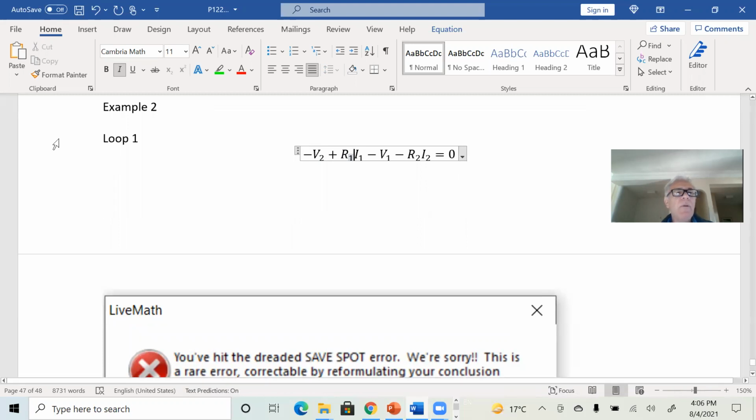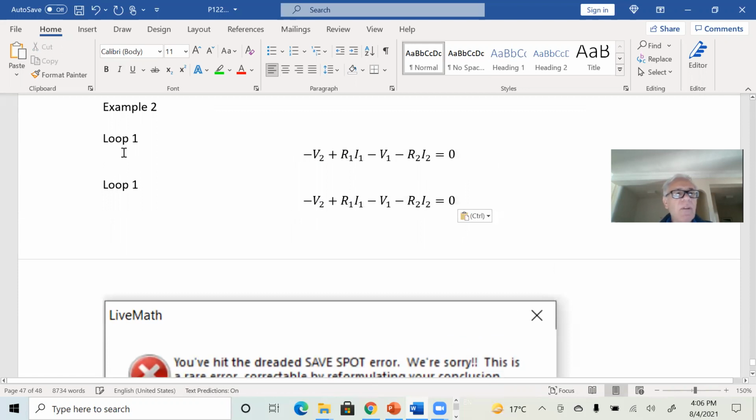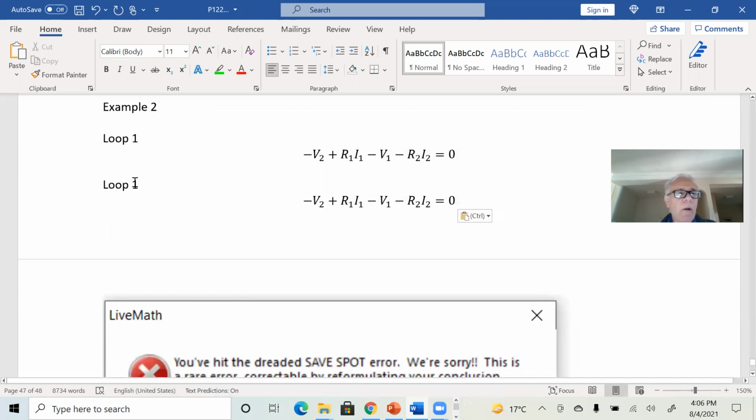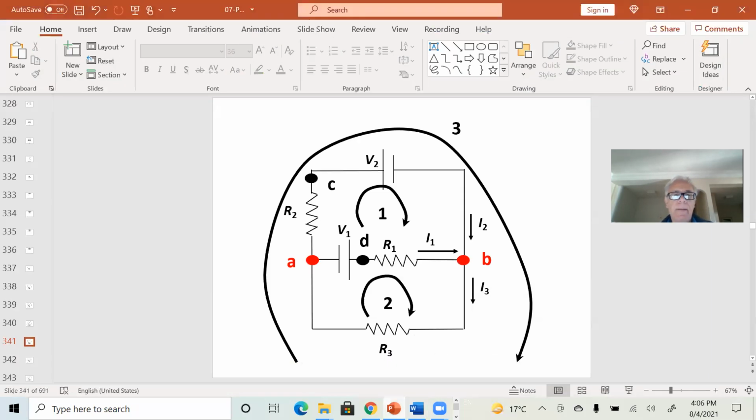Okay, what about loop number 2? There's a little secret about this loop law, and I'm going to tell you very soon. Just stand by. Let's go through loop number 2, and then we'll worry about loop number 3 next. Let's start at point A.